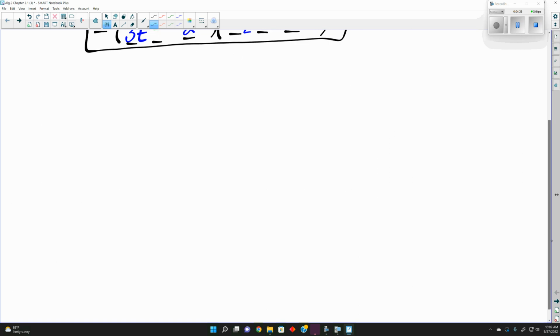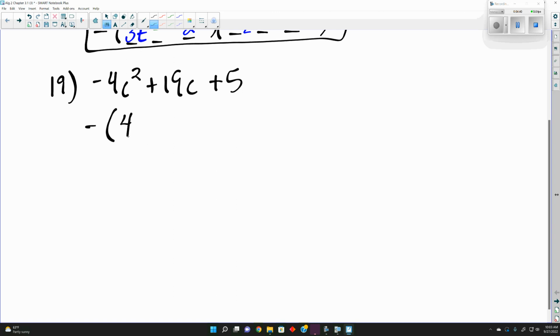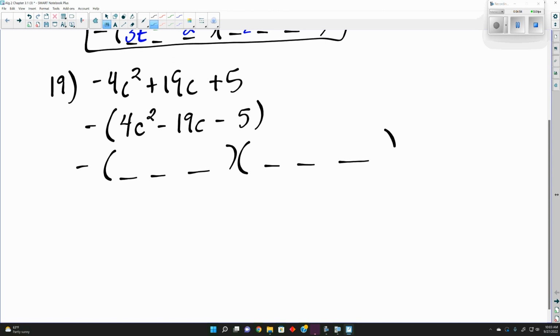So we can look at 19. Negative 4c squared plus 19c plus 5. And again, I would start off by factoring out the negative, because that at least helps me see what the signs in the two parentheses are going to be. We'll have negative 3, 3. Since the 5, the third term, is negative, our signs are positive and negative. They're going to be opposite.